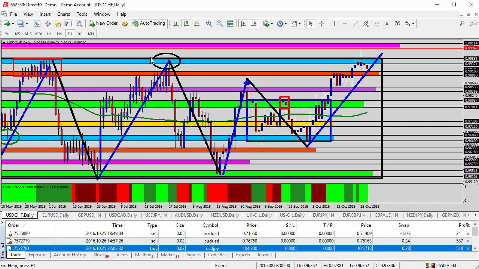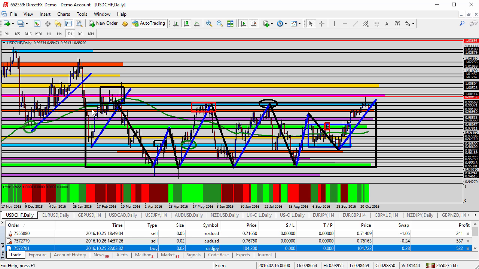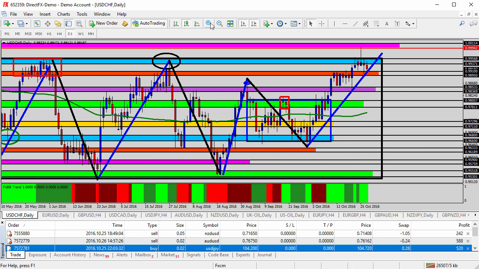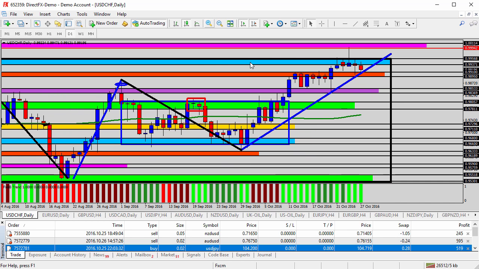By the way, let's zoom it out one time where you can see the black box. You can see the larger range, the resistance at the red box and the black circle back here. We know that we're in a significant area, and the market is, of course, again, recognizing this as a resistance. Let's zoom in again.